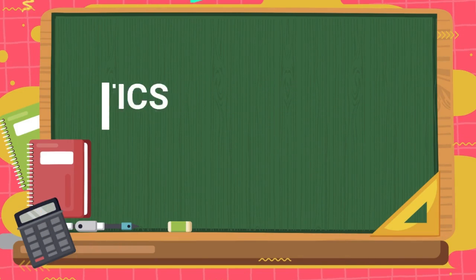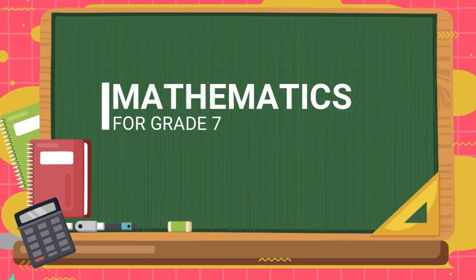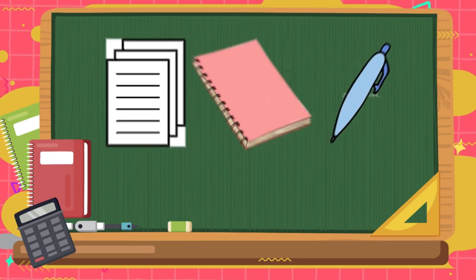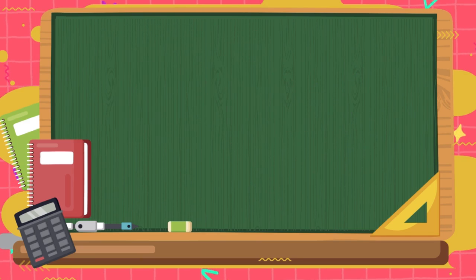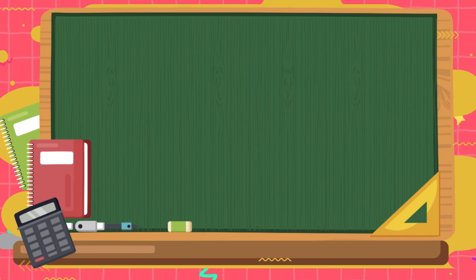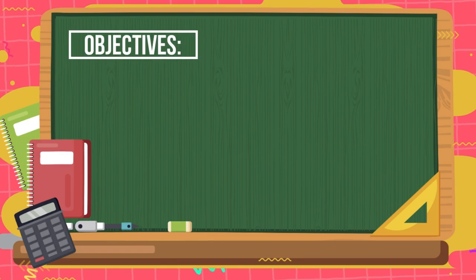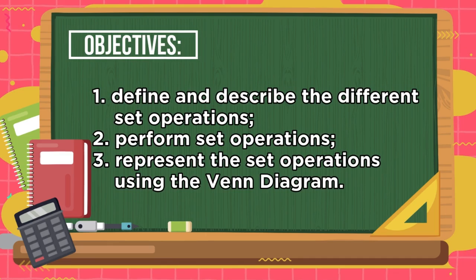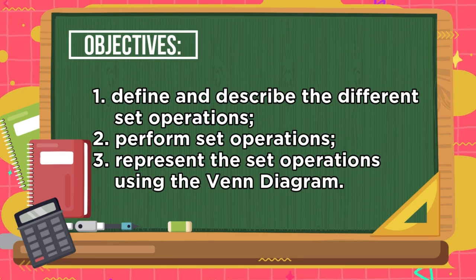So today we will learn about grade 7 mathematics. So before we start, let's prepare our module, notebook, and pen. After reading through this module, you are expected to define and describe the different set operations, perform set operations, and represent set operations using a Venn diagram.